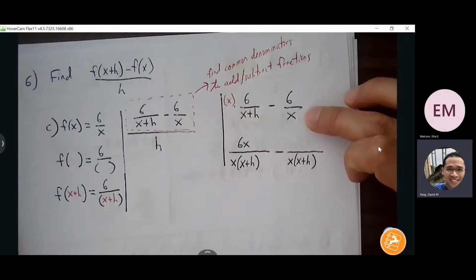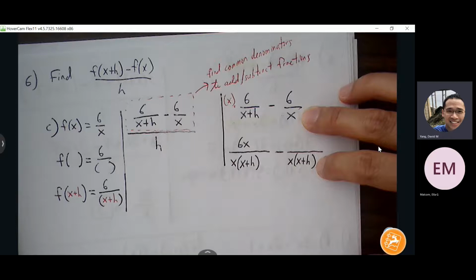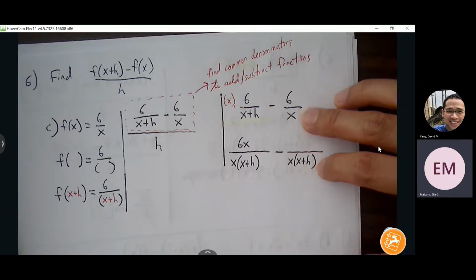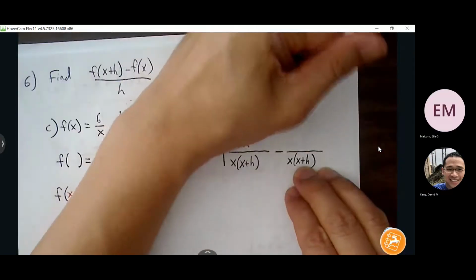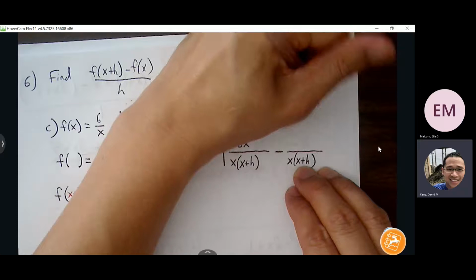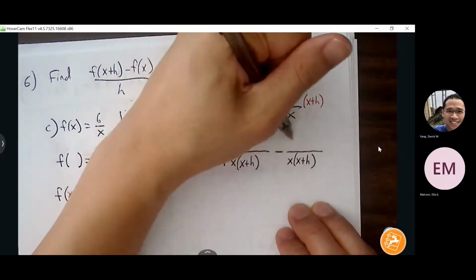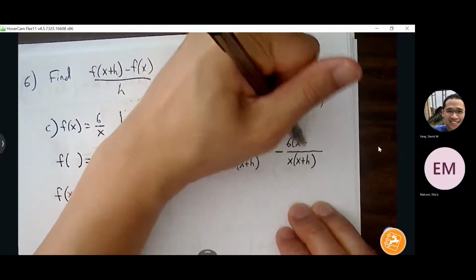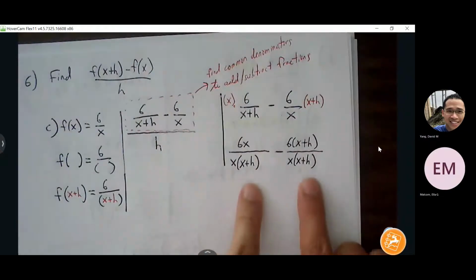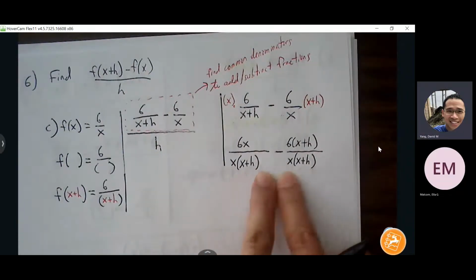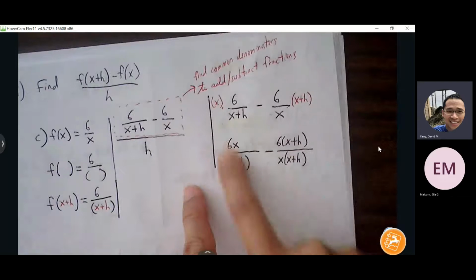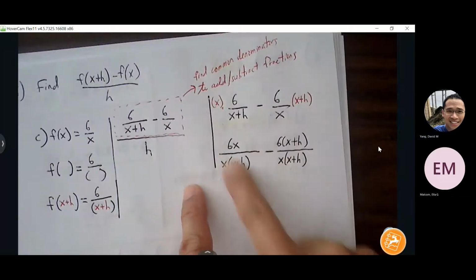And what's changed between this old denominator and this new denominator? They've added x plus h, so you have to add x. I need to include an x plus h for my numerator as well. Now that I have common denominators, I can merge all this into one messy fraction.